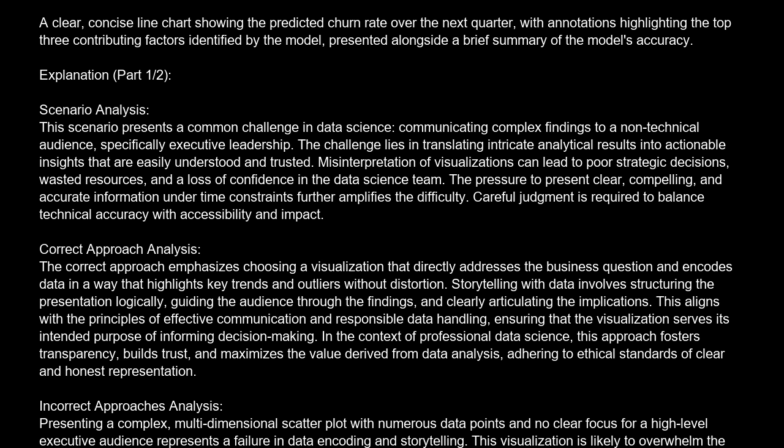Correct approach analysis. The correct approach emphasizes choosing a visualization that directly addresses the business question and encodes data in a way that highlights key trends and outliers without distortion. Storytelling with data involves structuring the presentation logically, guiding the audience through the findings, and clearly articulating the implications. This aligns with the principles of effective communication and responsible data handling, ensuring that the visualization serves its intended purpose of informing decision-making. In the context of professional data science, this approach fosters transparency, builds trust, and maximizes the value derived from data analysis, adhering to ethical standards of clear and honest representation.